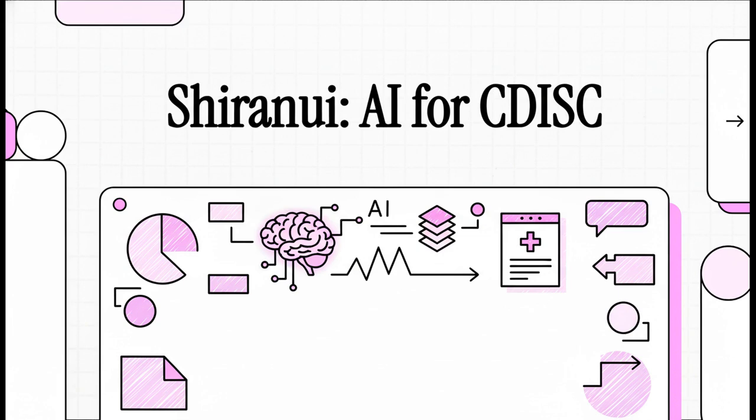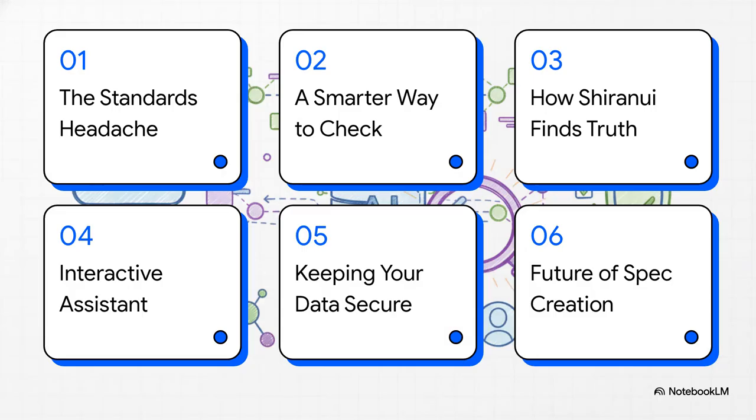So let's dive in. Here's what we've got on the agenda. We're going to start with that familiar standards headache. Then we'll talk about a smarter way to check your work. We'll get into exactly how this tool, Shiranui, finds the truth. After that, we'll cover what you can actually do with it, how it keeps your data safe, which is huge, and finally, what all this means for the future of creating specs.